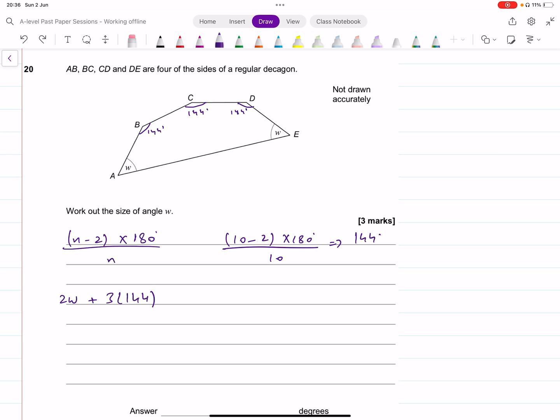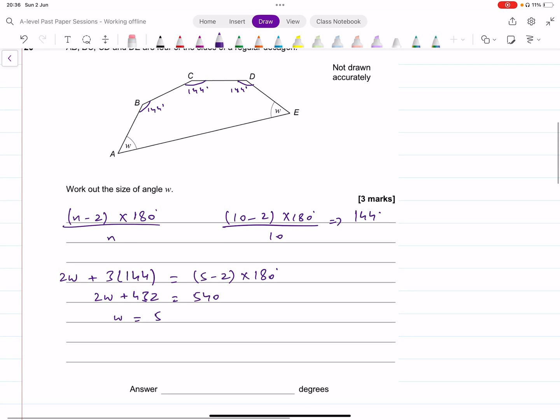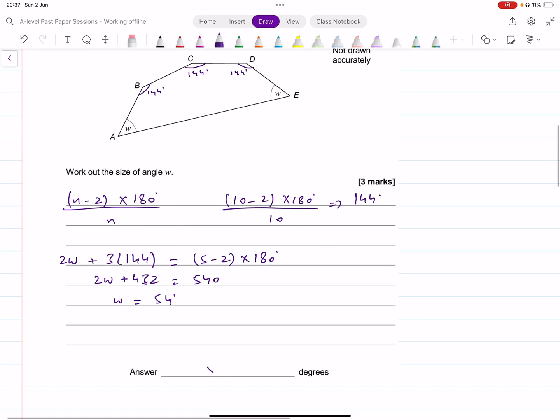Now, this is a five-sided figure. What's the sum of angles in a five-sided figure? (5 minus 2), n minus 2 into 180. That's 3 into 180. And that's going to give us the value of W. We can say 2W plus 3 into 144, that's 432, equals 540. And W equals (540 minus 432) divided by 2, that's 54. The value of W therefore should be 54 degrees. Okay, so this has to be 54 degrees.